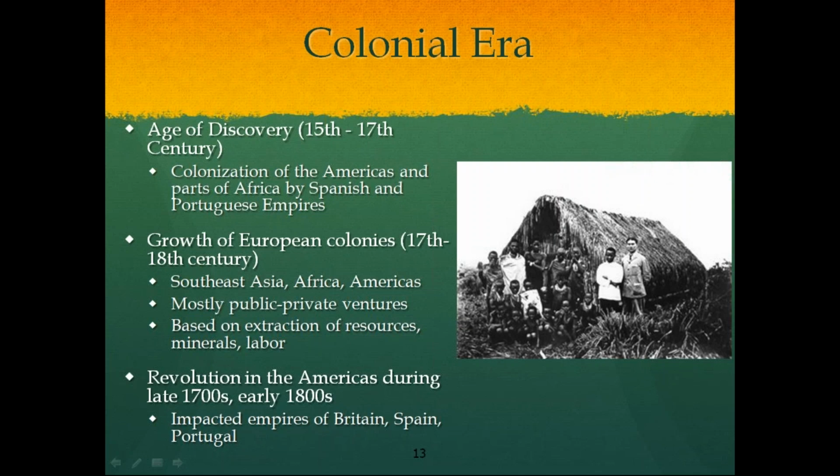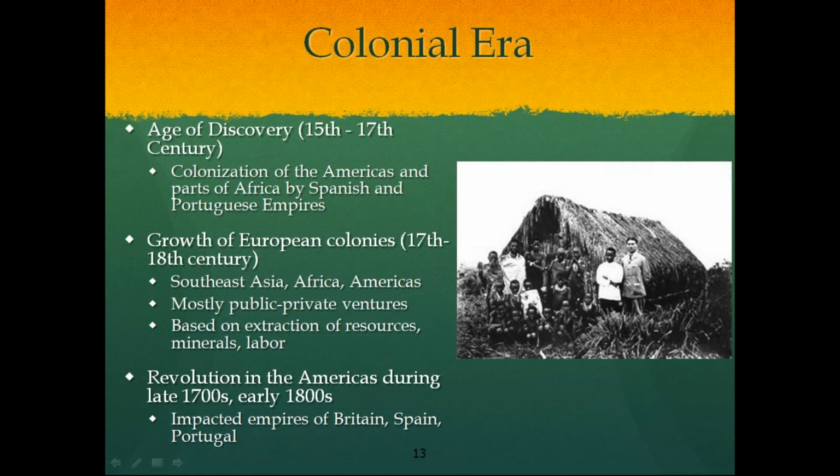And then, as time goes on and the generations grow up in these countries, they sort of say, why am I sending so many resources to this country I don't know? Why are we even connected to them? What's the benefit? We could do better without them. And so you saw this sort of wave of revolution throughout the Americas, throughout the late 1700s and early 1800s.